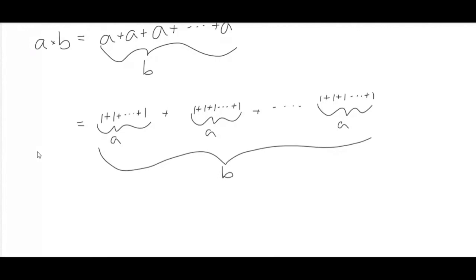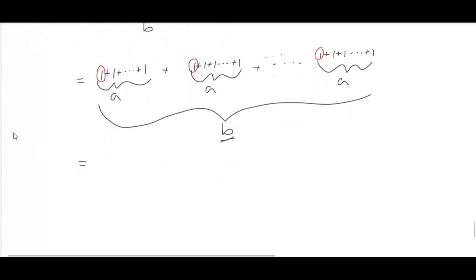And now, just like we did with 5 and 3, we're going to add these 1s in a different order. So first we're going to add the leading 1 in all of these groups. How many of those leading 1s do we have? Well, we have B of them, right? Because there are B groups. If B is 7, we have 7 groups, so we're going to have 7 of these 1s, 1 plus 1 plus 1 and so on. We have B of them, okay?